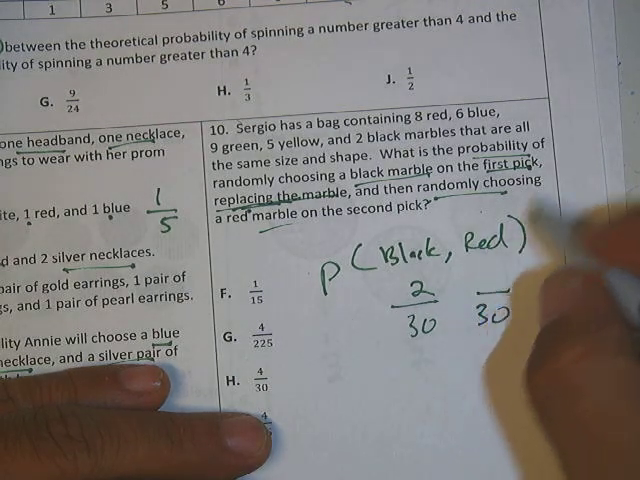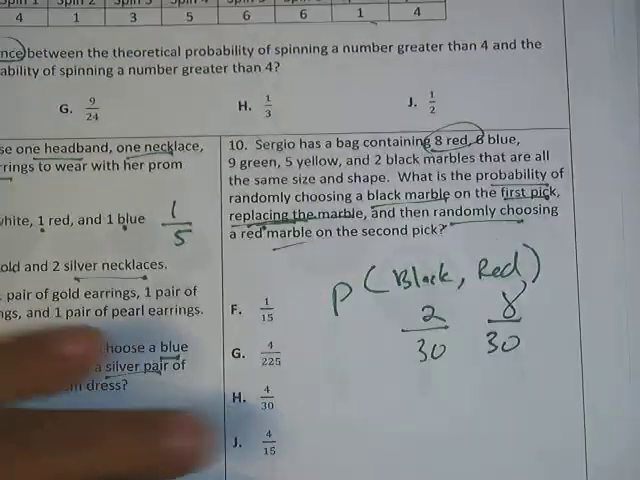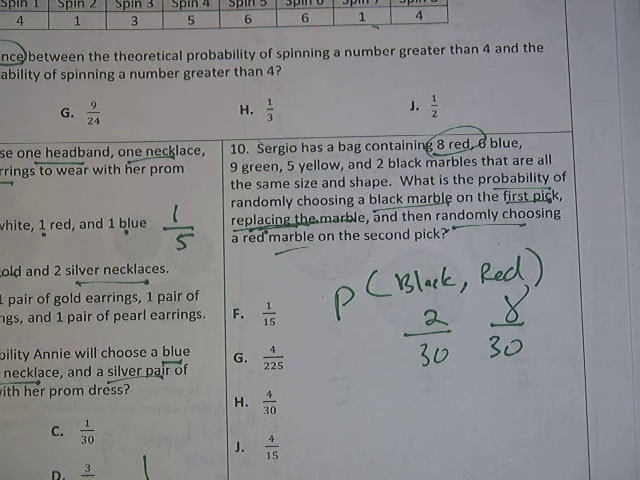Okay. You take one out, and let's say it's black. So that means there's 29 left inside, and 1 is black. But you're going to put it back because it says they're replacing the marbles. So you put it back inside the bag, and so that means there's 30 left still in there. What are the chances of those being red? Well, how many are red? Right there. 8 red. Multiply, cross, and then simplify.